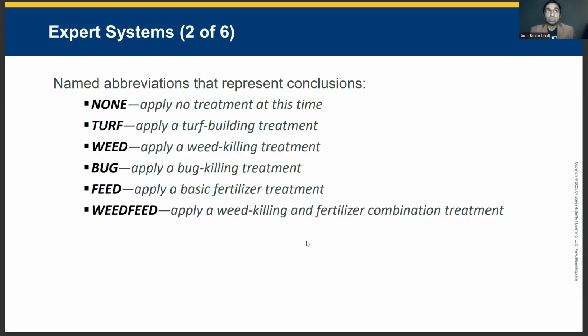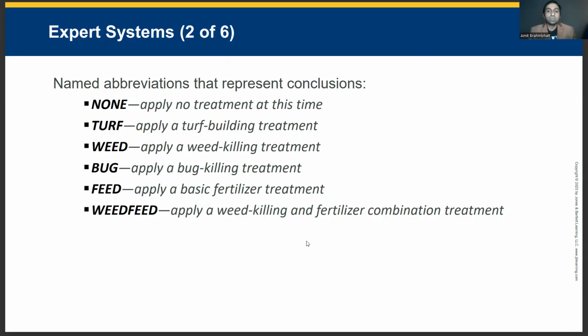Slide 23, Expert Systems, 2 of 6. This slide lists abbreviations representing outcomes of an expert system for lawn care, such as applying fertilizer or weed treatment. Each abbreviation corresponds to a specific recommendation.